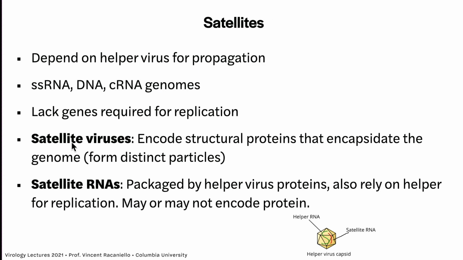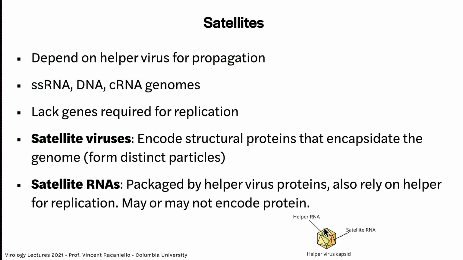And there are two kinds of satellites. There are satellite viruses, and these encode structural proteins that will actually encapsulate the genome. They make distinct particles from the helper virus. And then we have satellite RNAs, and these are packaged by helper virus proteins, and they also rely on the helper virus for replication. These may or may not encode protein.